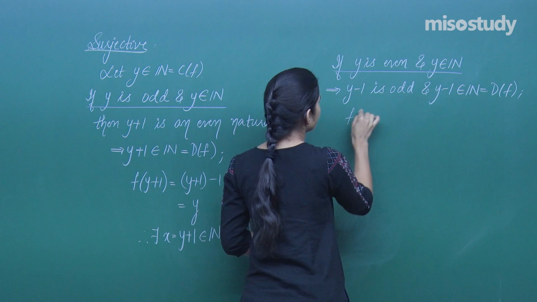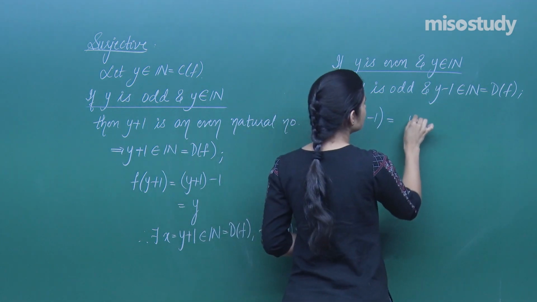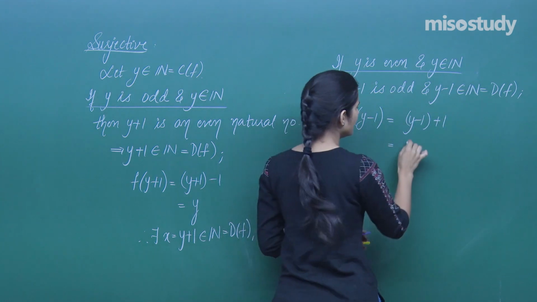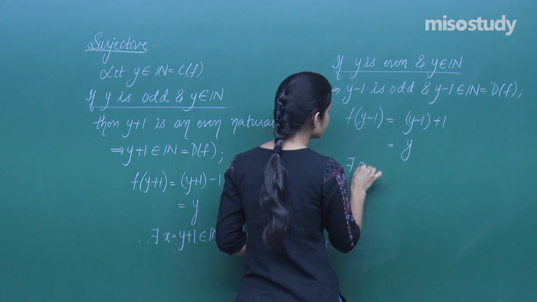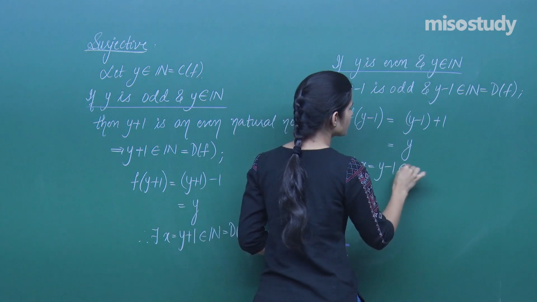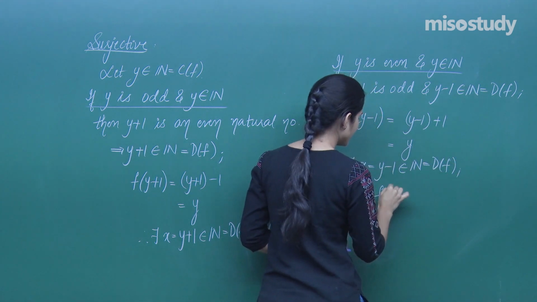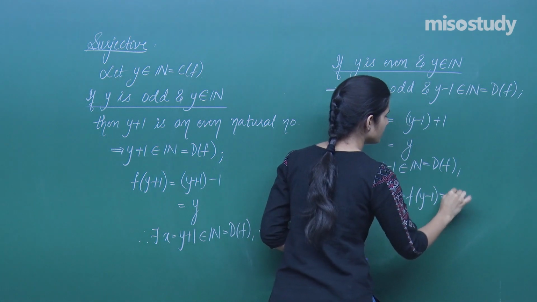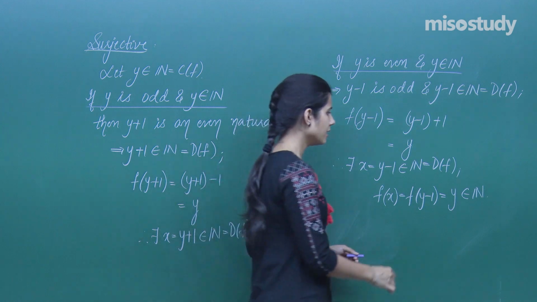such that when f gets applied to this odd natural number, the answer is that odd natural number plus 1 according to the definition of f, which is y. That means there exists x equals y minus 1 in the domain such that f of x, that is f of y minus 1, is equal to y sitting in the codomain. Clear?